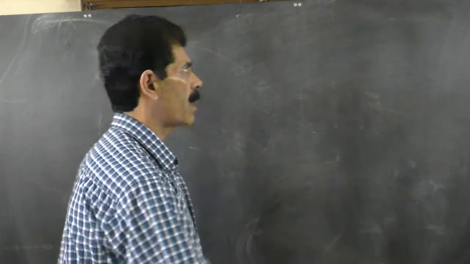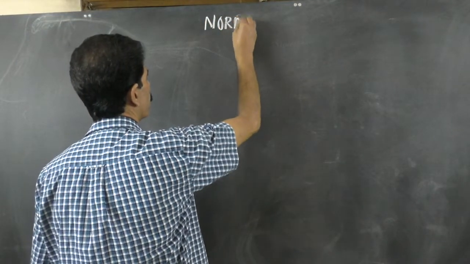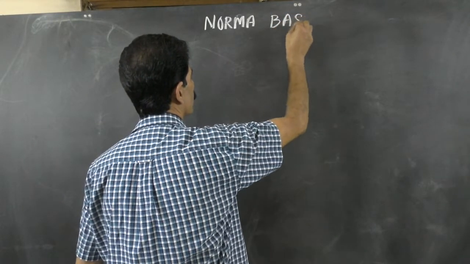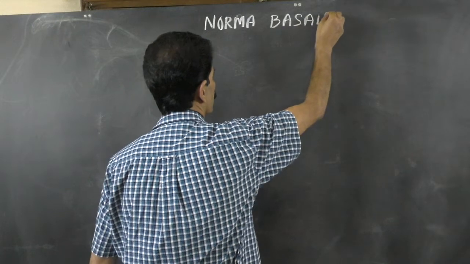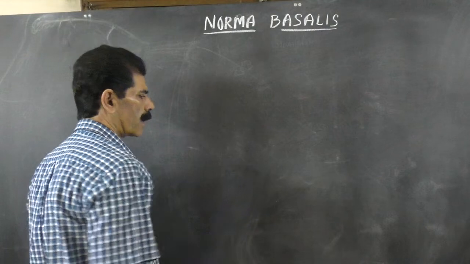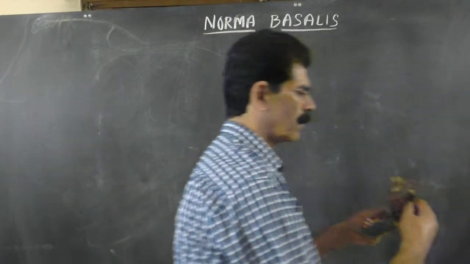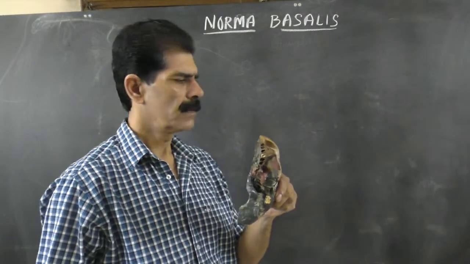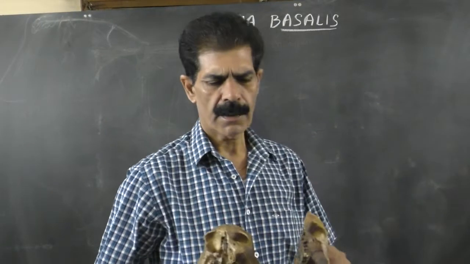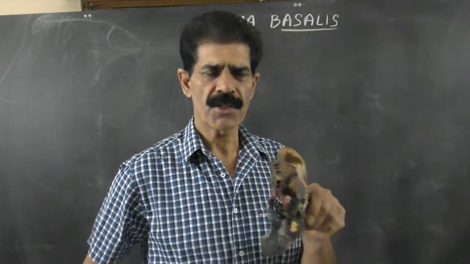We will take the Norma Basalis. That is the inferior surface of the skull. So when we see the skull, because the skull is bilaterally symmetrical, what is on the right side is the same on the left side. So it is better to take half of it.